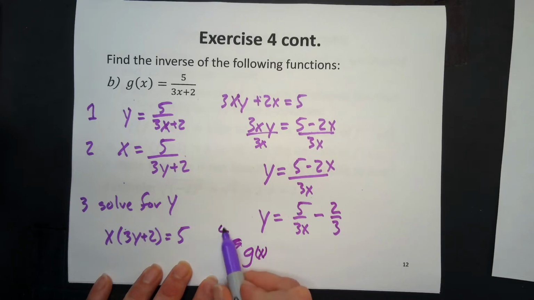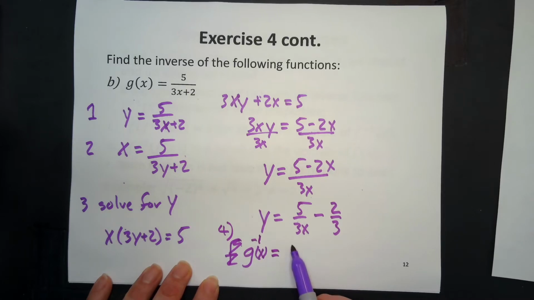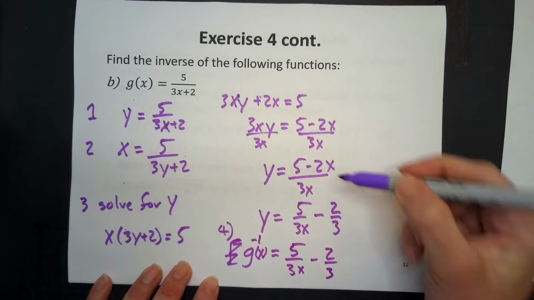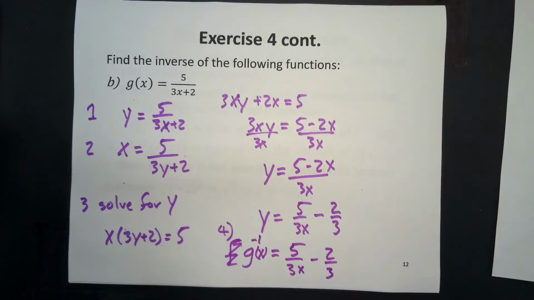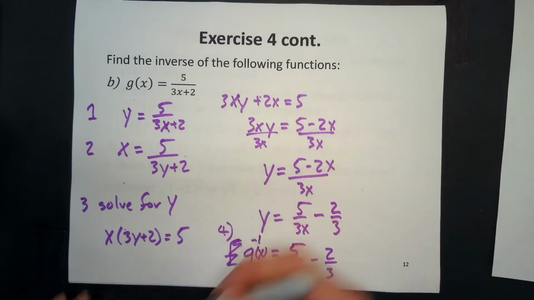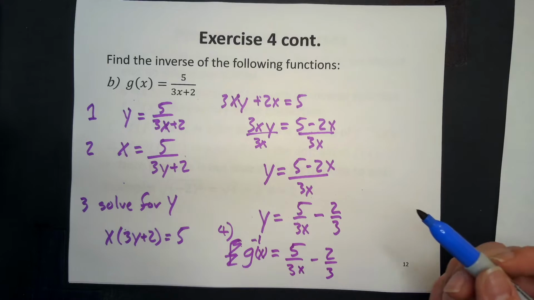So our fourth step is going to be g inverse of x equals 5 over 3x minus 2/3, or it should take the other answer as well. It should take either one. And once again, you can spot check it. You could, for example, real quick if you just want to see.